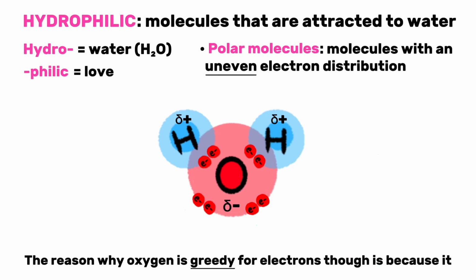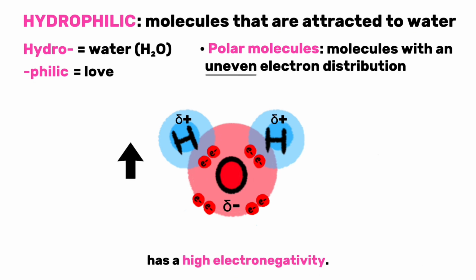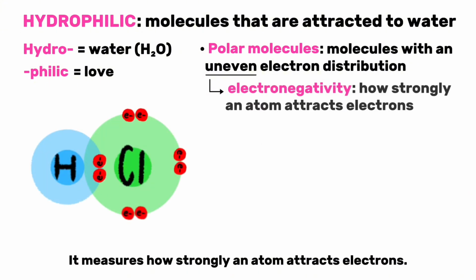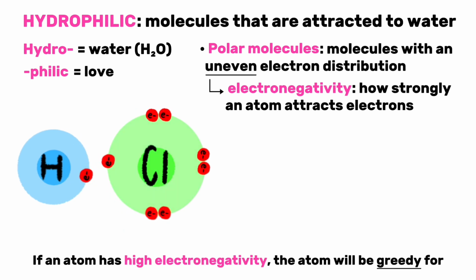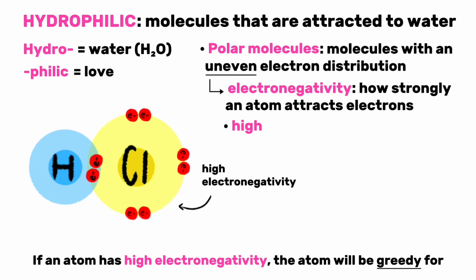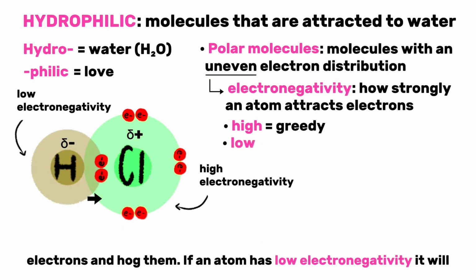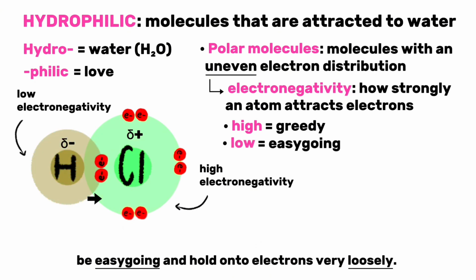The reason why oxygen is greedy for electrons, though, is because it has a high electronegativity. Electronegativity is one reason why molecules are polar. It measures how strongly an atom attracts electrons. If an atom has high electronegativity, the atom will be greedy for electrons and hog them. If an atom has low electronegativity, it will be easygoing and hold on to electrons very loosely.